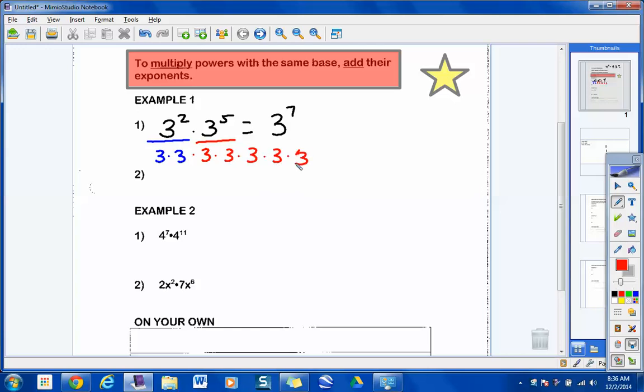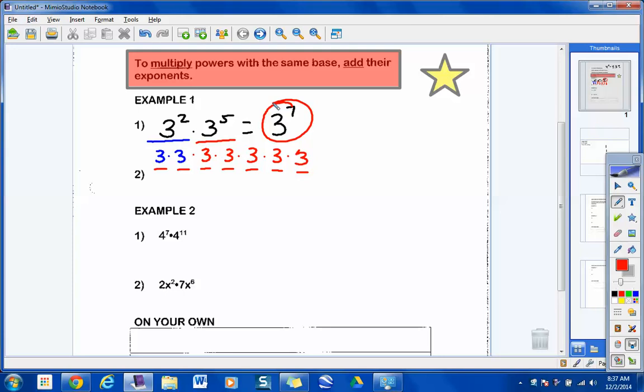All I've done is taken each expression, or each exponent, if you will, or each power, and written them as repeated multiplication. The first expression had 2 3's, the second expression had 5 3's. So when I put all this together, how many 3's did we have? There were 7 of them, right? So that became 3 to what power then? 3 to the 7th, right? Everybody agree?